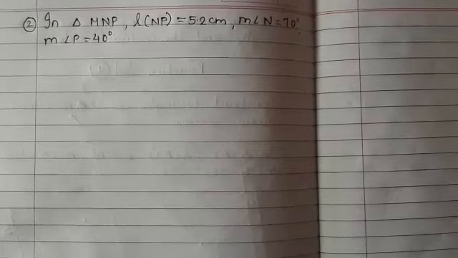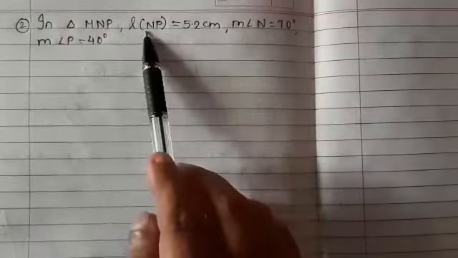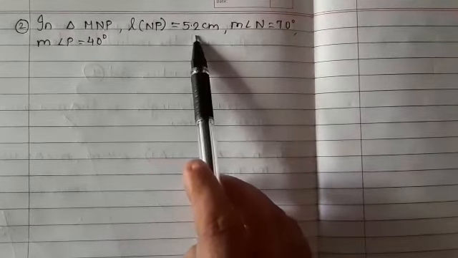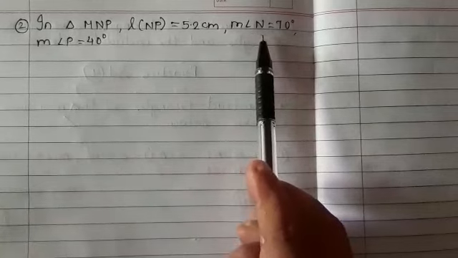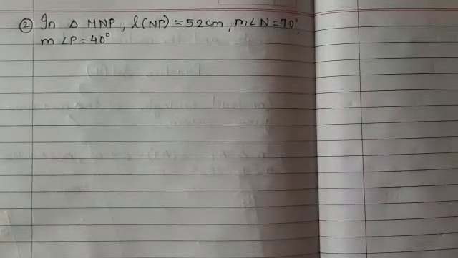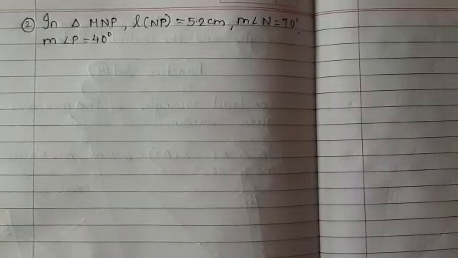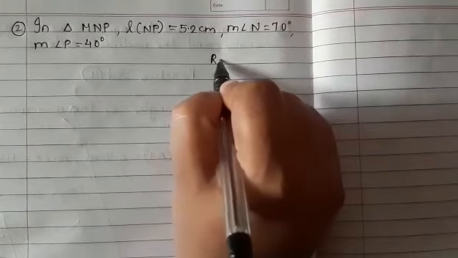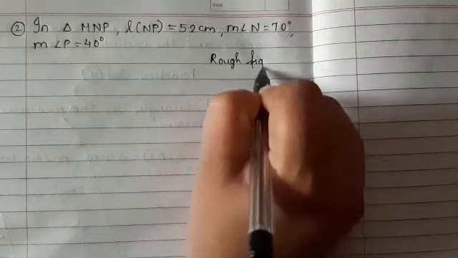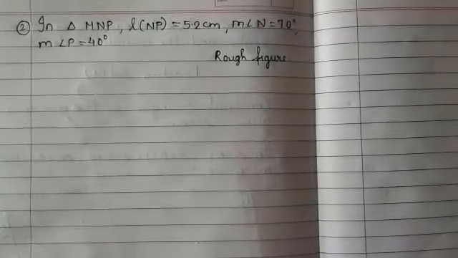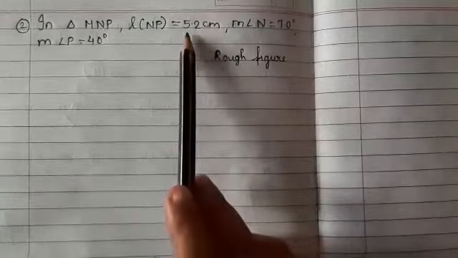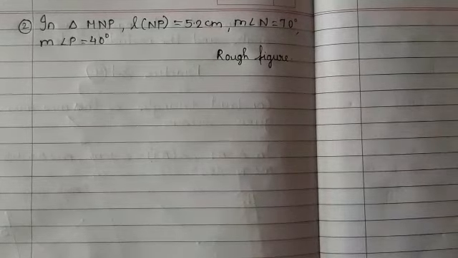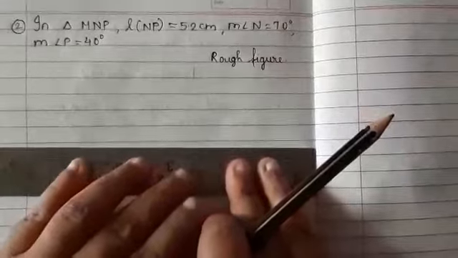Now we will solve the second sum, that is in triangle MNP, length NP is equal to 5.2 centimeter, measure angle N is equal to 70 degree and measure angle P is equal to 40 degree. Okay, so first what we are going to do, we will construct a rough figure. Yes, so see, I'll write here rough figure. Now what I will do, first I will draw the side of length 5.2. Suppose it is in this way.